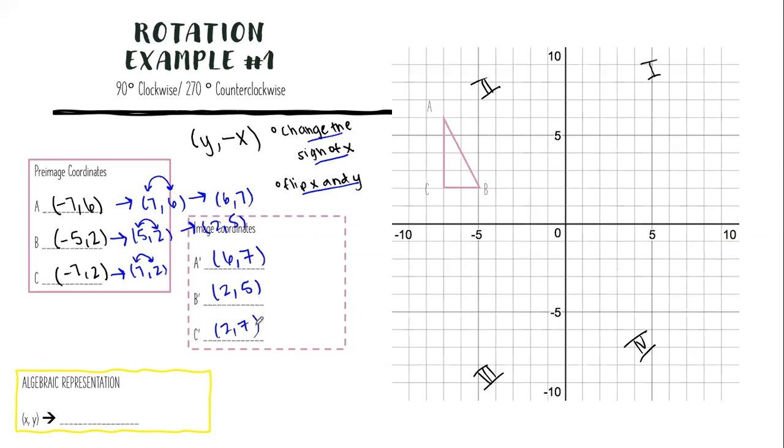Now that I have my image coordinates, I'm going to go plot my points. So A prime is at 6 on the x and +7 on the y. So this would be A prime. B prime is at 2, 5. So it'll be +2 on the x and +5 on the y. So here's B prime. C prime is at 2, 7. So +2 on the x, +7 on the y. So this is where C prime would be.